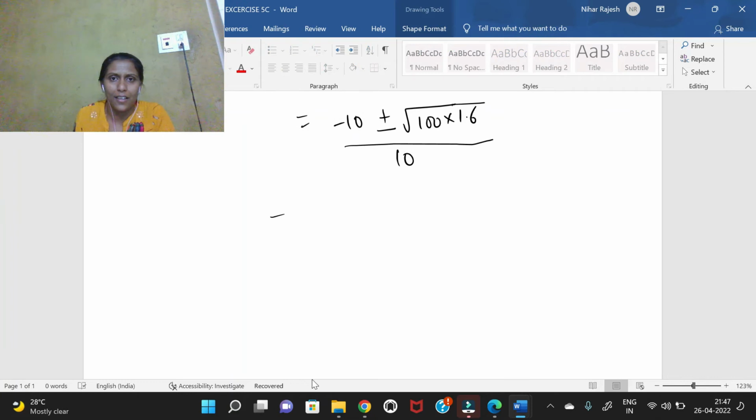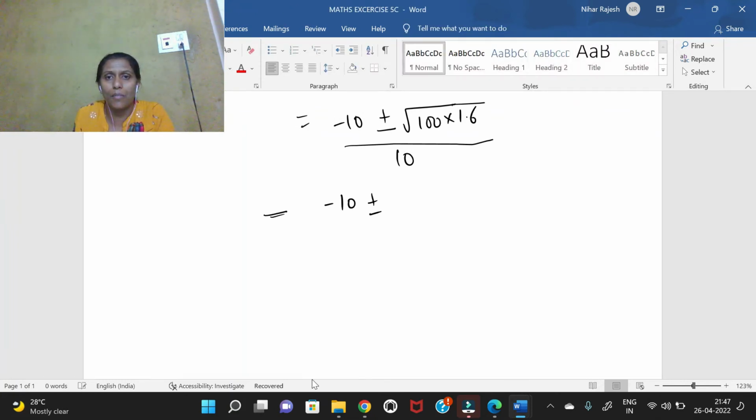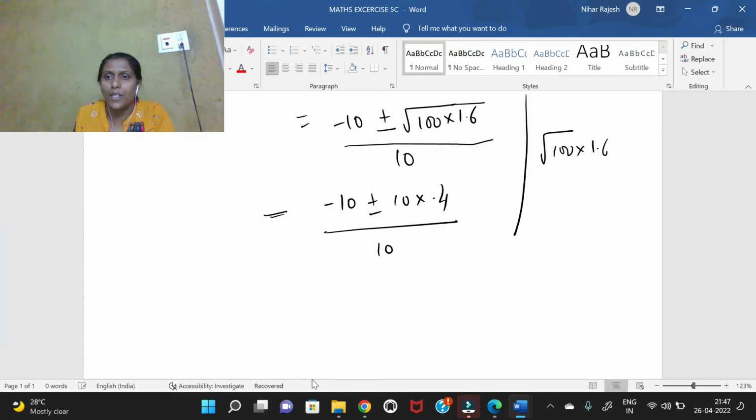Okay, one second. Let me write them again. I am taking minus 10 plus or minus 10 into 0.4 divided by 10. How did I arrive at this? Now, I will do my working. 100 into 1.6 is nothing but 160. If you don't understand, do the multiplication once. So, 100 into root 1.6, which is 10 into 0.4. Got it? I'm just keeping it here.